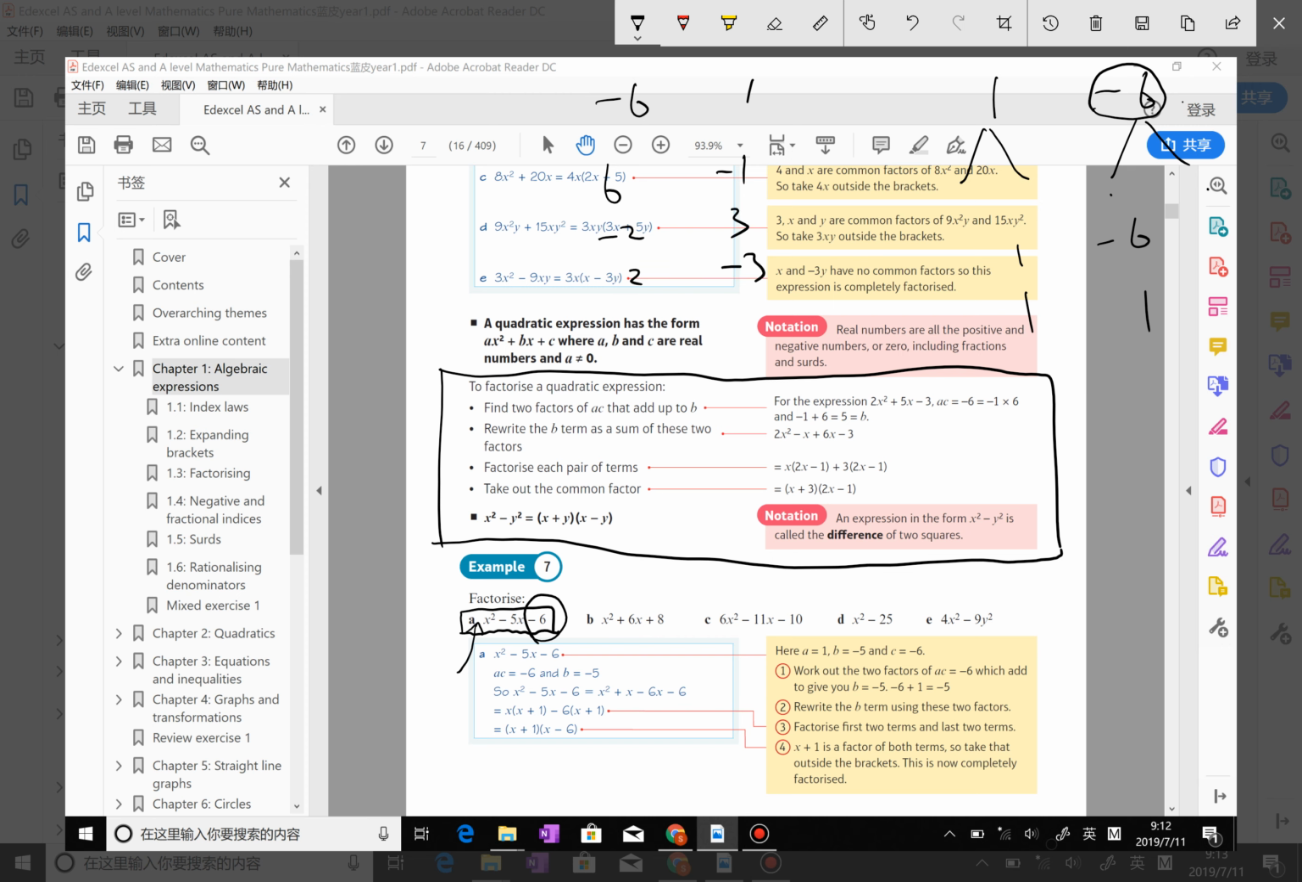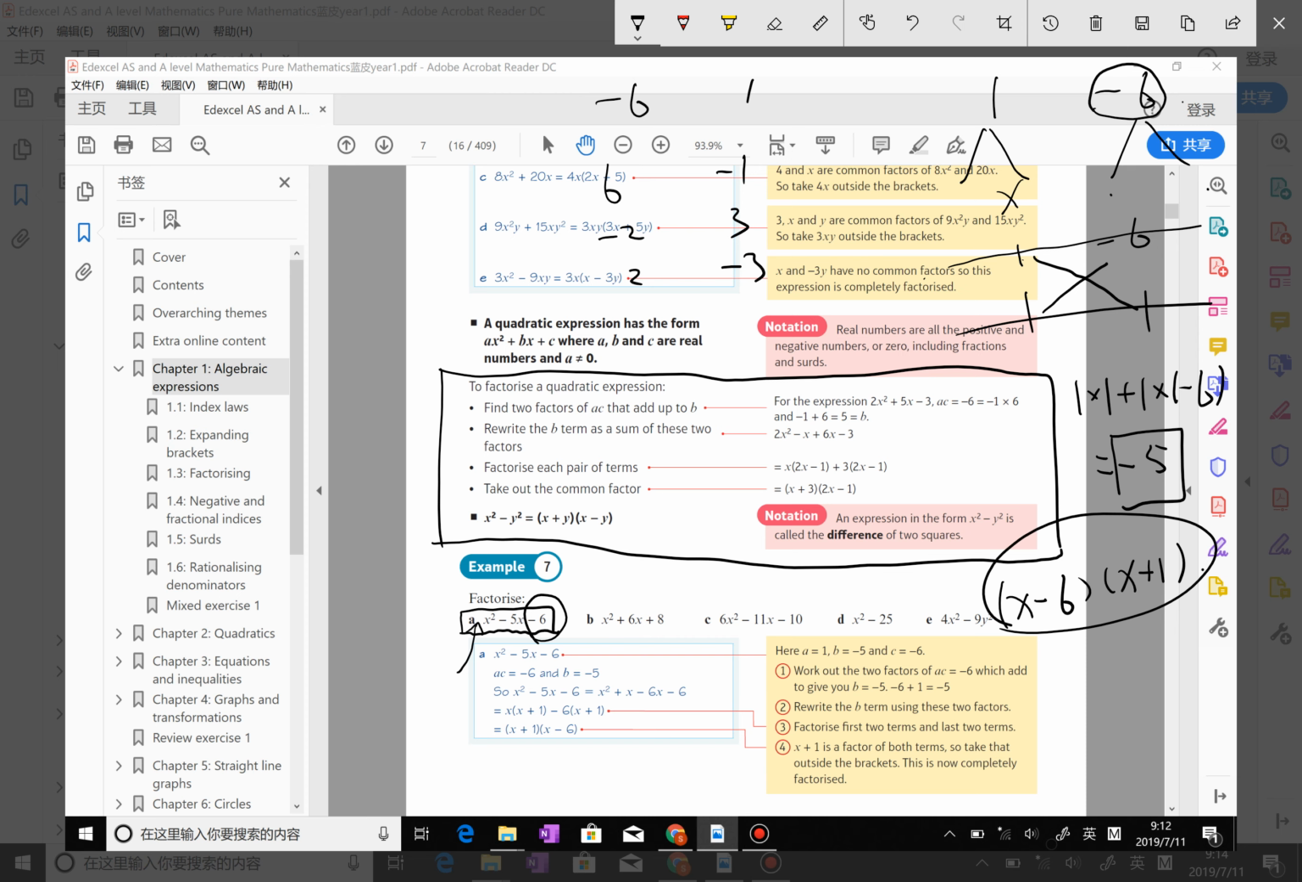And then what is the next step? You are going to cross multiply, so 1 times 1 plus 1 times negative 6 equals negative 5. If the number equals the coefficient before x, then we write this as the x term, and this as the constant term, and we write it horizontally. So we have x minus 6 times x plus 1. Okay, this is how we factorize.